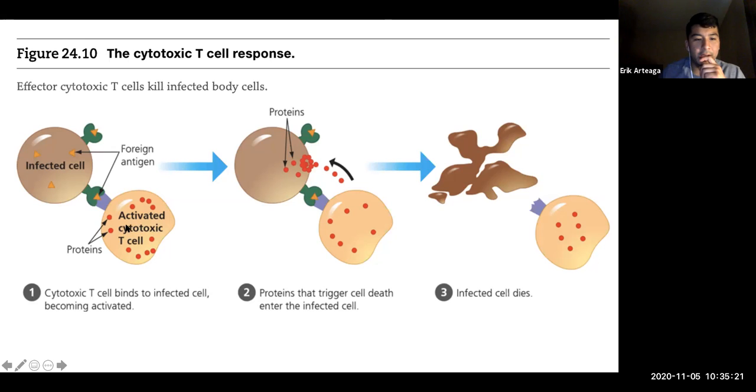All right, so here you have the activated cytotoxic T cells. So the cytotoxic T cell binds to the infected cell, becoming activated. Boom, you have the antigen, right? So you have the proteins again on this cell. Proteins that trigger cell death enter the infected cell, and then you have apoptosis. So the cell dies.